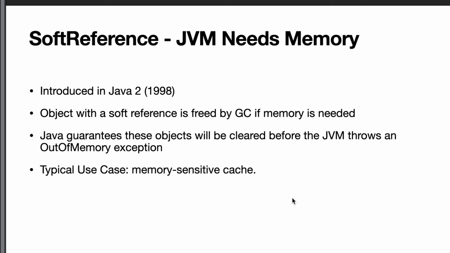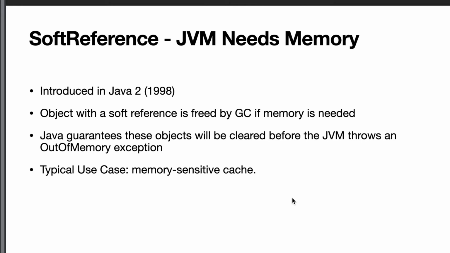A typical use case here is the memory sensitive cache. We use the cache for performance reasons, to prevent us having to go out to disk or go on the network. Here we have the objects in memory that we're referring to on a regular basis. Yet if the JVM is running low on memory, those will be the first candidates for garbage collection, because they've been referred to by soft references.